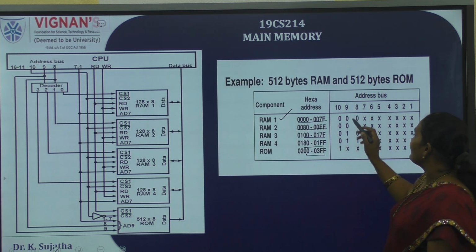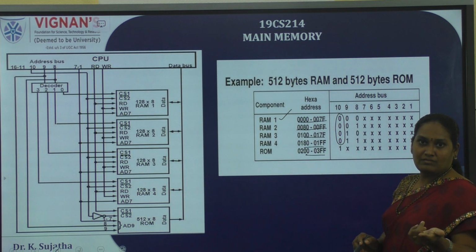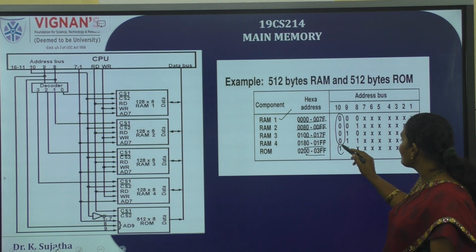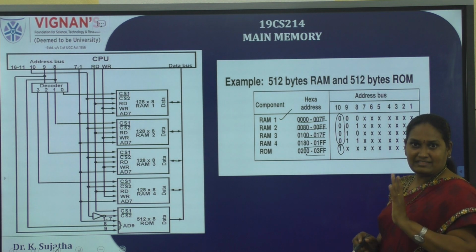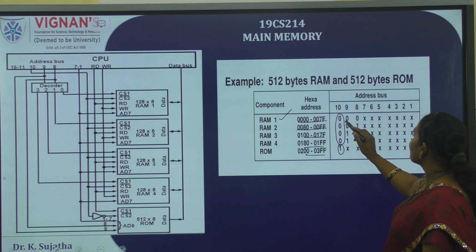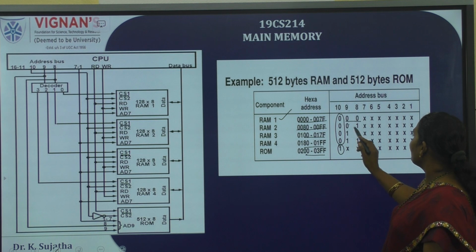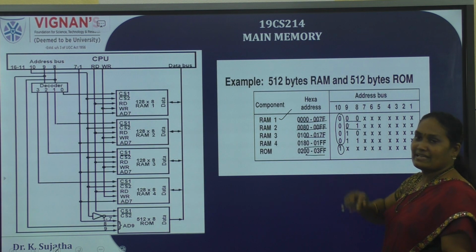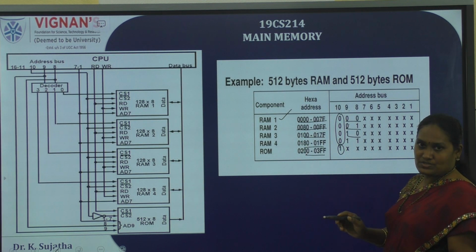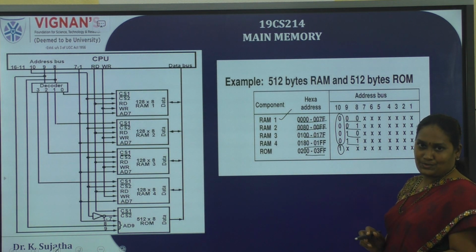Now, when the 10th bit is 0, RAM is working. When the 10th bit is 1, ROM is working. Now, if the 8th and 9th bits are 0, 0, RAM 1 can be used. If the 8th and 9th bits are 0, 1, RAM 2 can be working. If they are 1, 0, RAM 3 is used. And if they are 1, 1, RAM 4 can be used.